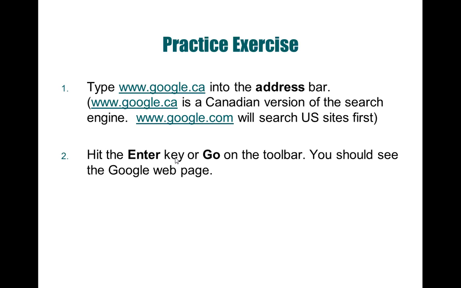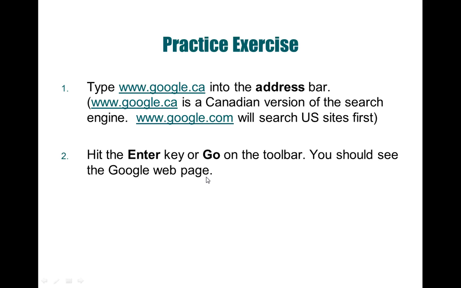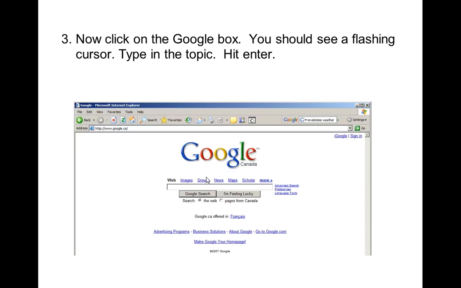You will see the Google web page that is available for opening. After doing these two steps, the third one is click on the Google box. This is the Google box. You will see a flashing cursor. Type in the topic and then enter. You can type and you can press enter. This is the practice step that you are supposed to do.